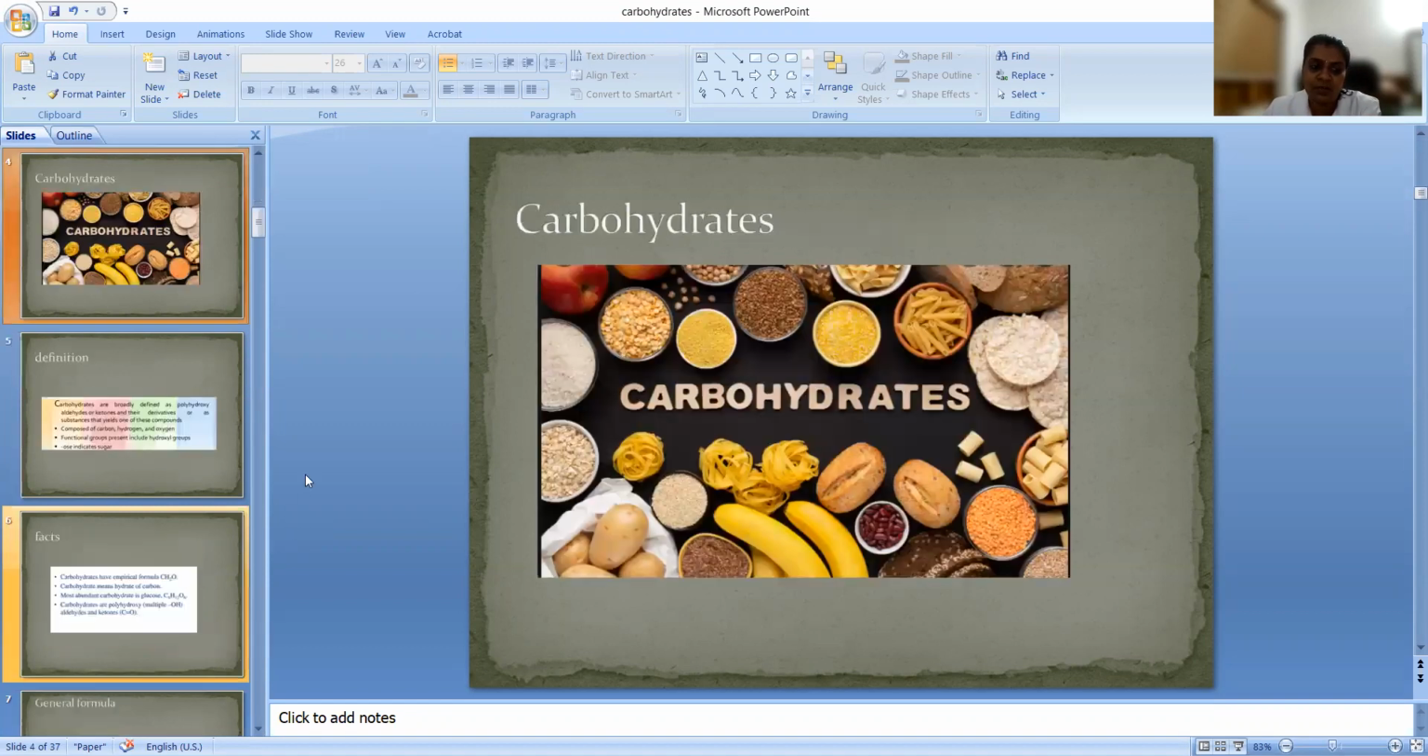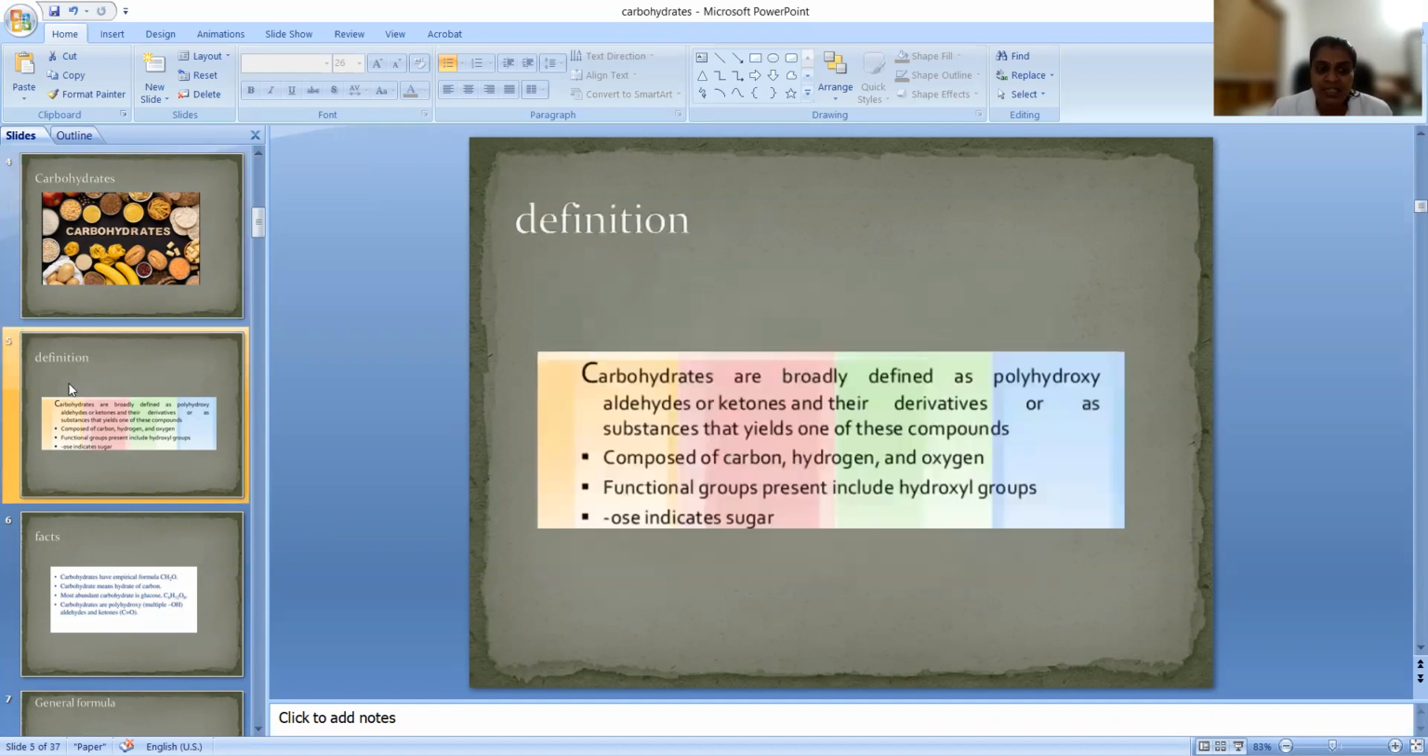So today we are going to discuss the first class, that is called carbohydrates. Carbohydrates, we know, are present in all pulses. So what is the definition of a carbohydrate? These are broadly defined as polyhydroxy. What do you mean by polyhydroxy? Polyhydroxy means it consists of more than one OH group. So it is polyhydroxy aldehyde.